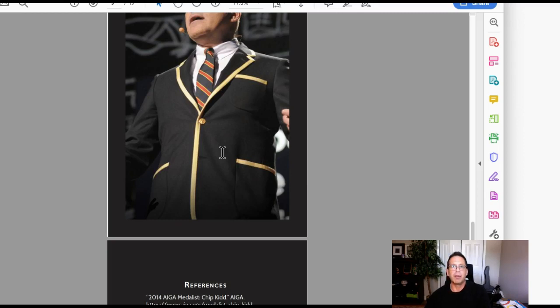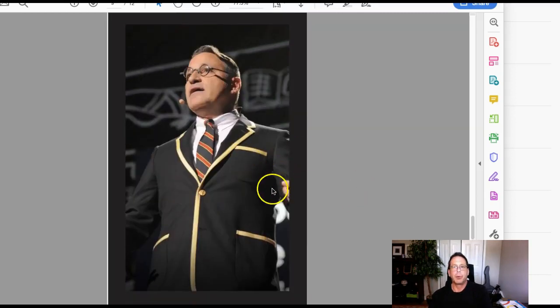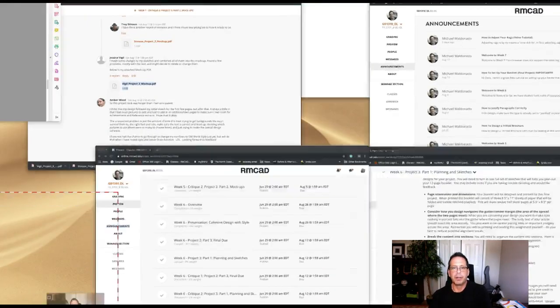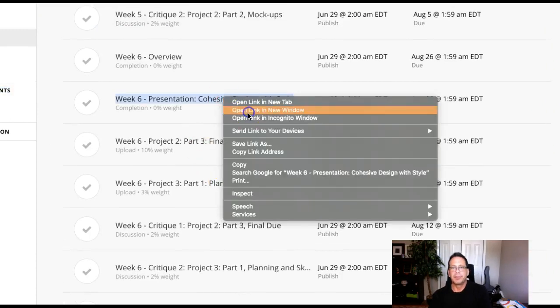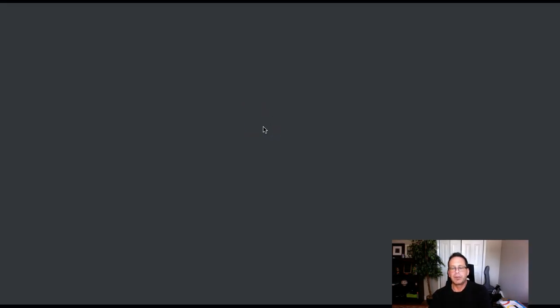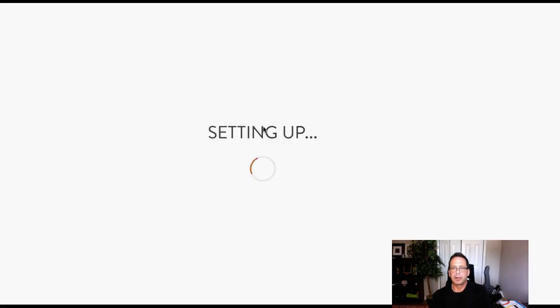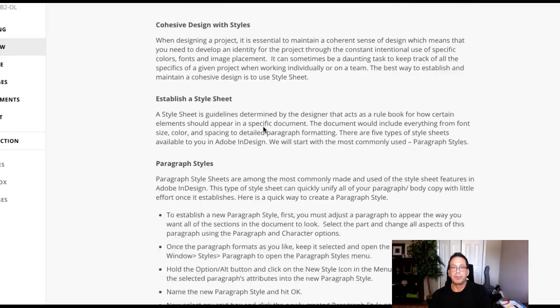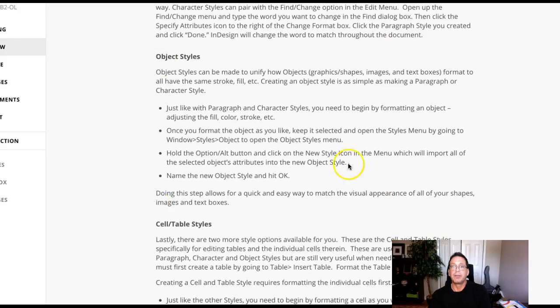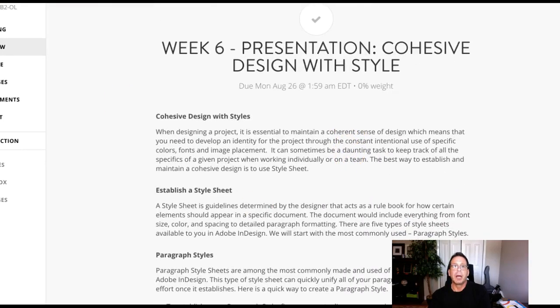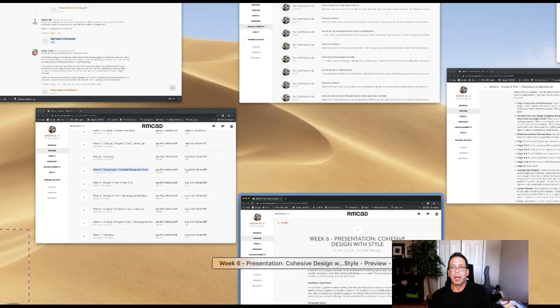We talked about styles, and I think it's really, really important at this point, as I was saying, to show your styles. Now, if we jump over to the week 6 presentation, cohesive design with style, it talks about style sheets and setting up your paragraph and character styles. A lot of the inconsistencies that I'm seeing in your work point to style sheets. So I highly recommend setting up paragraph and character styles as specifically as relevant to help establish and adhere to consistency in the pages.